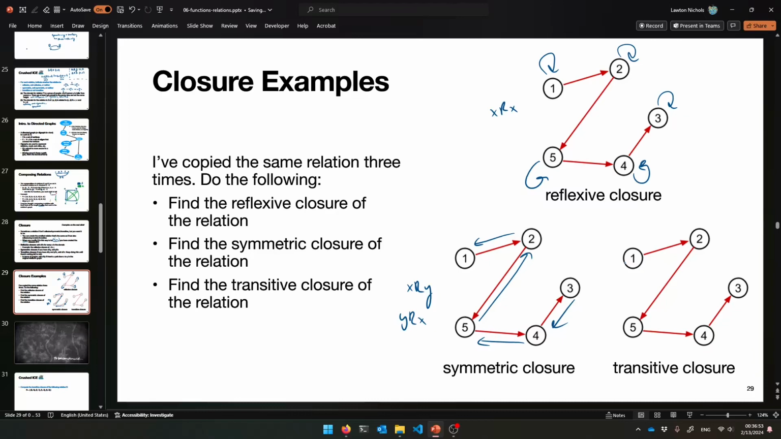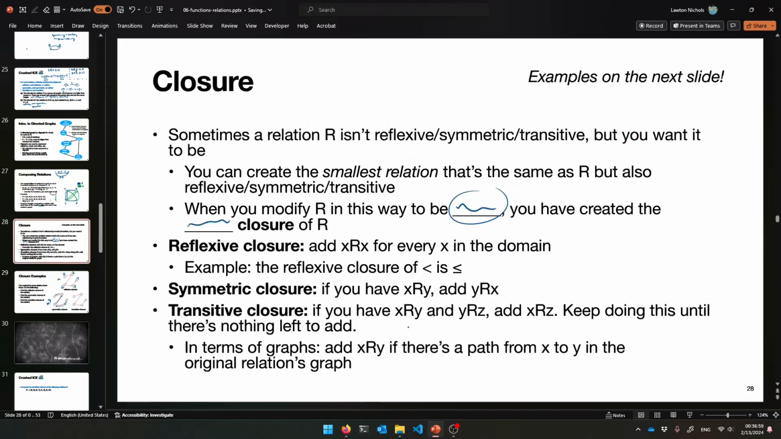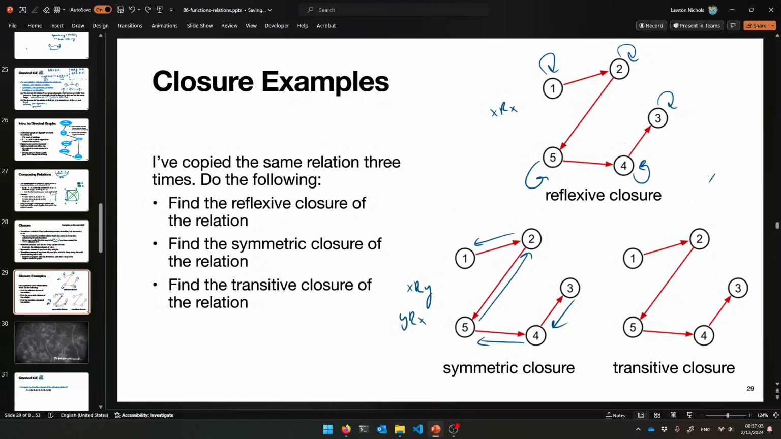Transitive closure, that's the last piece of the puzzle. That's the hardest one. If you want transitive, you just think about it this way. If you have x related to y and y related to z, if they line up, that's like an arrow from x to y and an arrow from y to z.